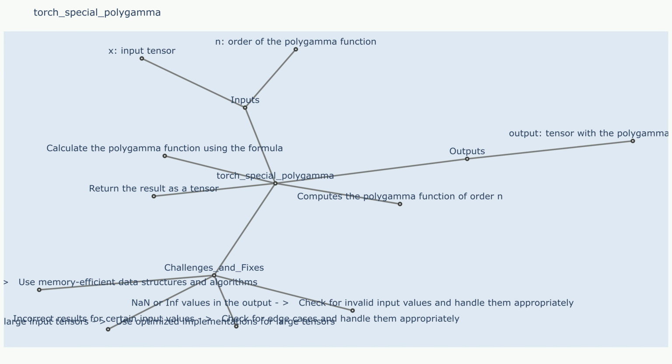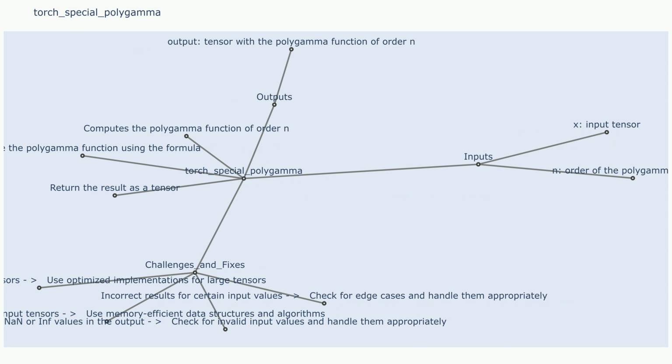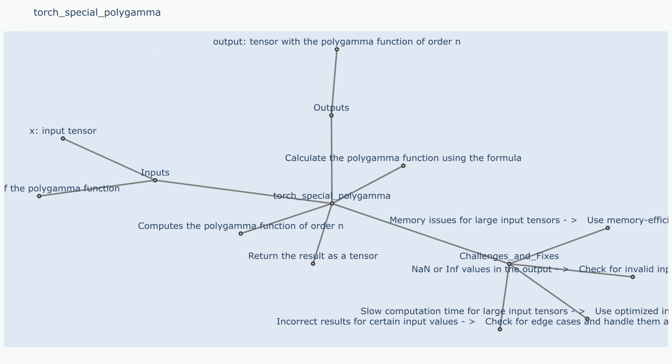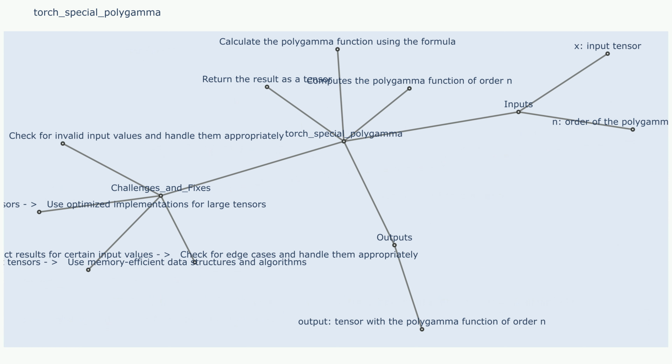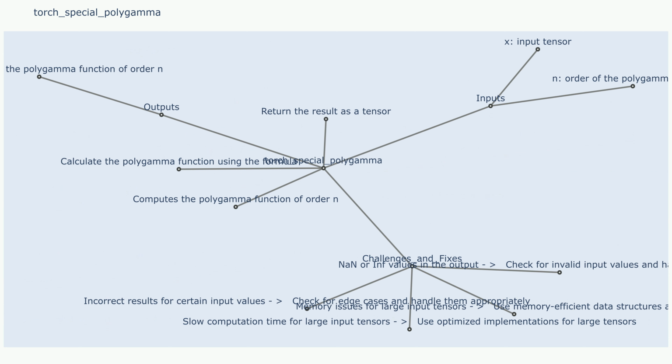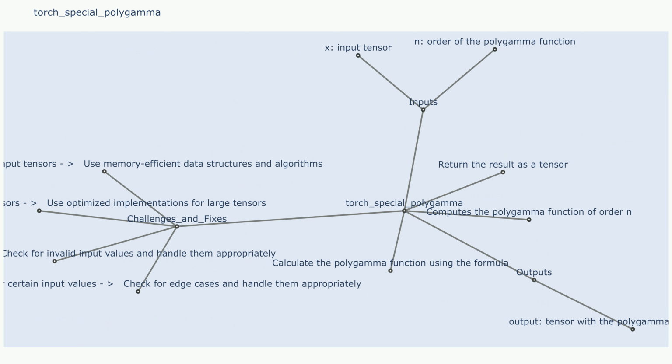torch.special.polygamma. Description: The torch.special.polygamma function calculates the polygamma function, which is the derivative of the digamma function. The digamma function is the logarithmic derivative of the gamma function. Inputs: n, an integer tensor containing the order of the derivative; x, a tensor containing the input values. Outputs: output, a tensor containing the values of the polygamma function.